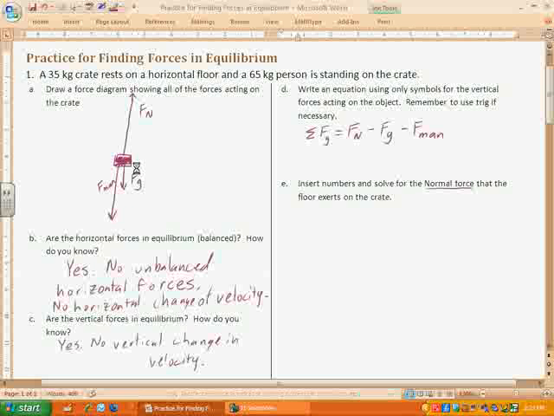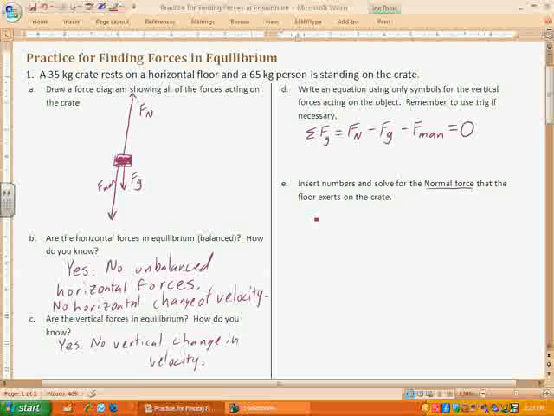Let's go on to part E. Insert numbers and solve for the normal force that the floor exerts on the crate. Please try to do this on your own. Pause. All right. Now, in the one above, we should have actually written that these all add up to give you 0, right? Because we already said that it is in equilibrium. That means when you add everything together, then it adds up to 0. So let's go ahead and put some numbers in.